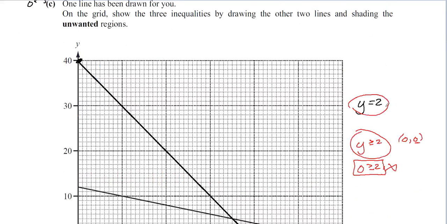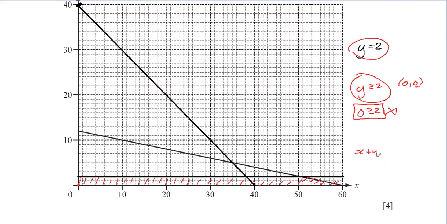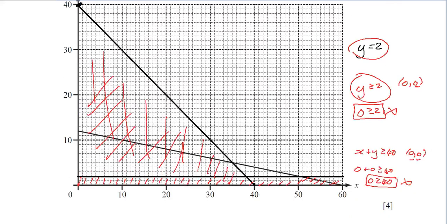Next line, let's say x plus y is greater than or equal to 40, which is this line going over here. Let's take the point 0, 0, which is below that line. So when x is 0, y is 0, 0 plus 0 is greater than or equal to 40. 0 is not greater than or equal to 40. So everything below this line is unwanted. Okay, so everything below it.